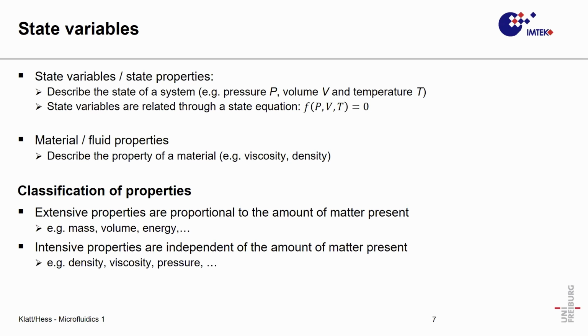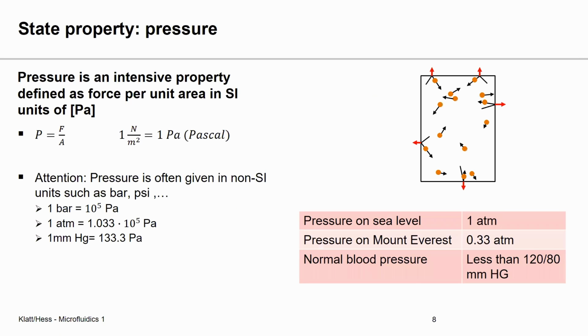So now I would like to discuss some variables in more detail, and I would like to start with the pressure. The pressure is an intensive property, and it's defined as force per unit area, and it's usually given in SI units as Pascal. So if you're working with pressure, please double check which unit you're using, because pressure is often given in non-SI units, such as pound per square inch or bar or atmosphere. So always make sure when you're working with pressures that the units match.